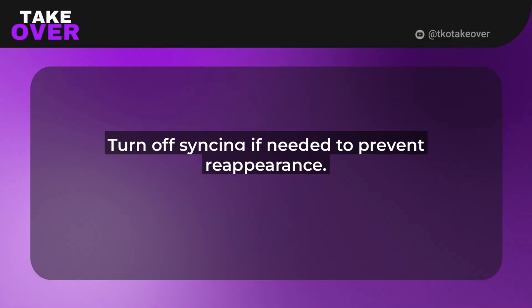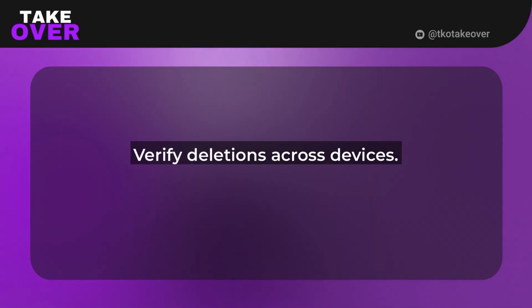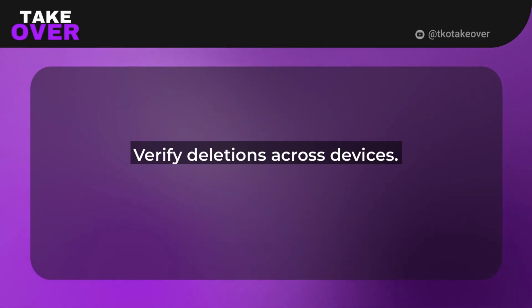One quick tip: if your contacts are still syncing from your device, go to your phone settings, find the Accounts or Google section, and turn off contact syncing temporarily. This ensures the deleted contacts don't reappear. Once you're done, you can turn it back on.